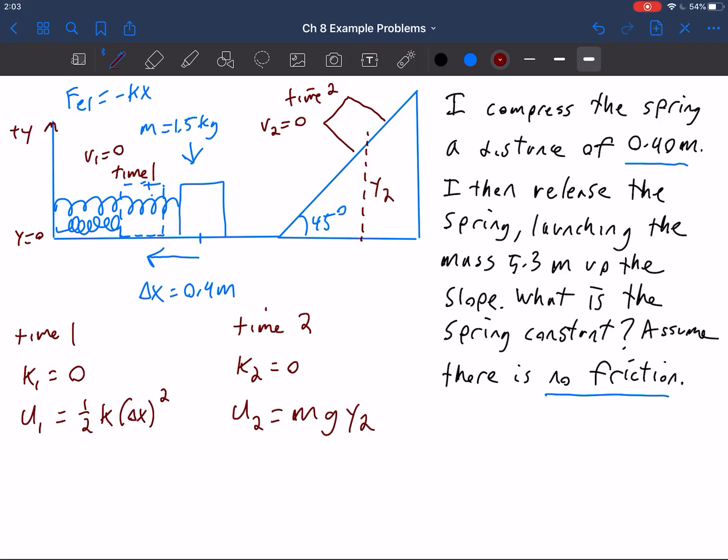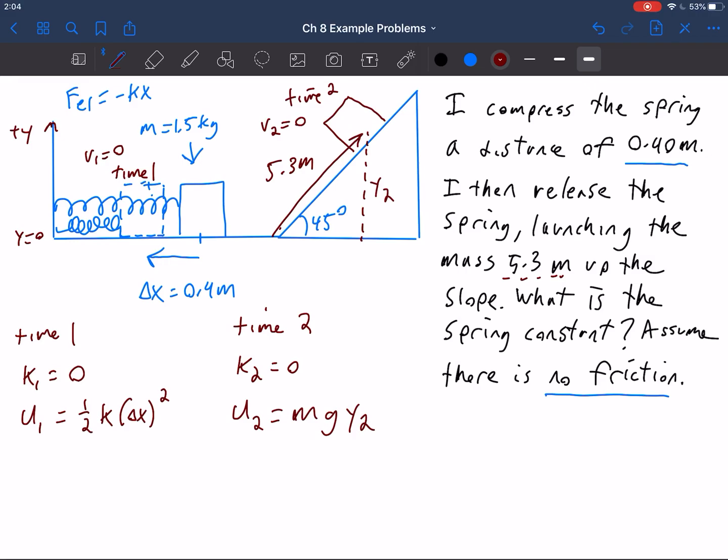Okay, and so we have gravitational potential energy. That mass has risen up into the air, and we could let go of it, and it'll slide down, and that gravitational potential energy will convert back into kinetic energy, for example. And so, okay, this is very helpful, but the problem told us one extra piece of information, which is the mass went 5.3 meters up the slope. All right, so that's telling us that this distance is 5.3 meters.